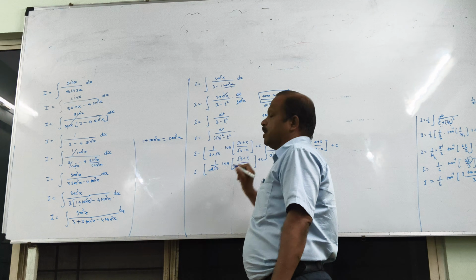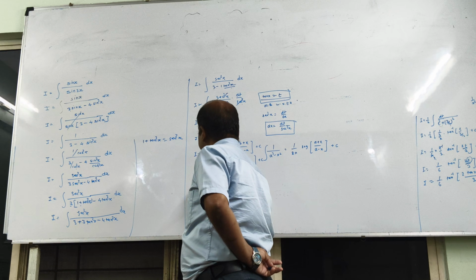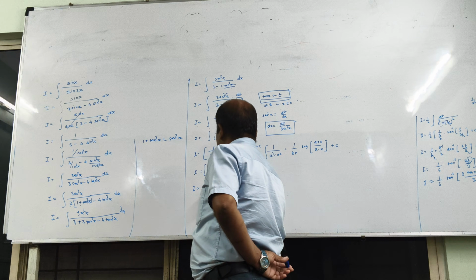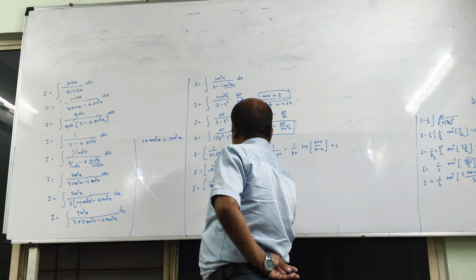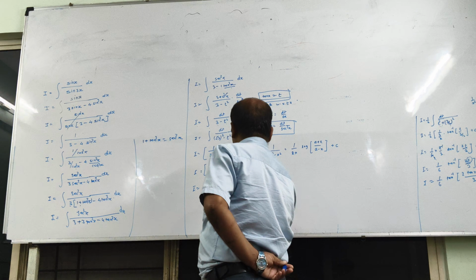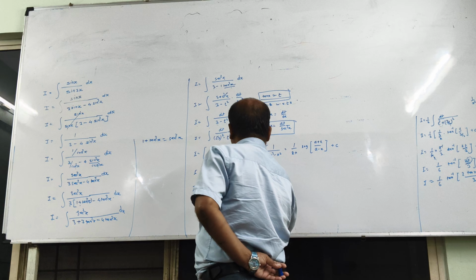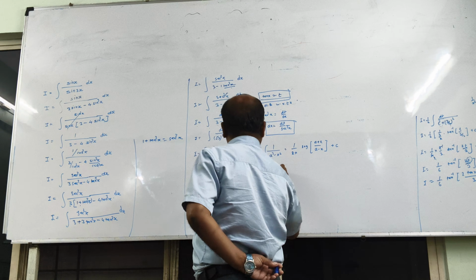So we substitute the value of t, and we get I equal to 1 upon 2 root 3 log of root 3 plus tan x upon root 3 minus tan x plus c. This is the answer of the given type of problem.